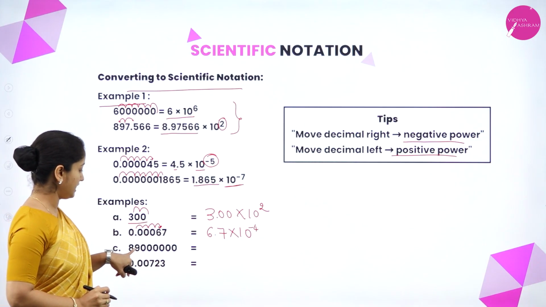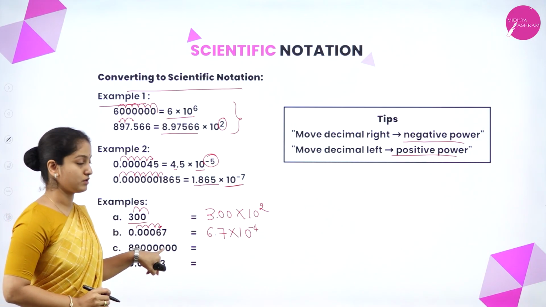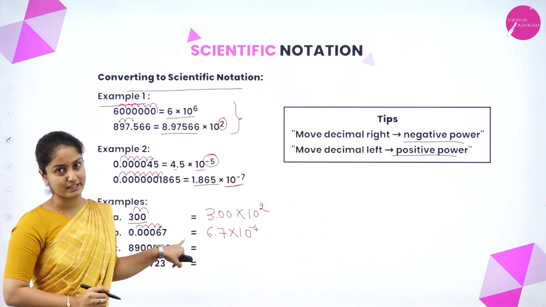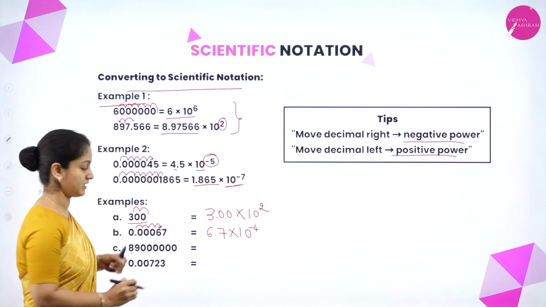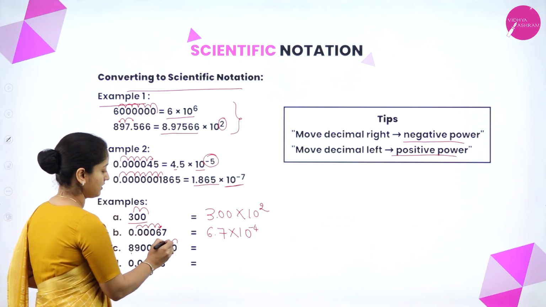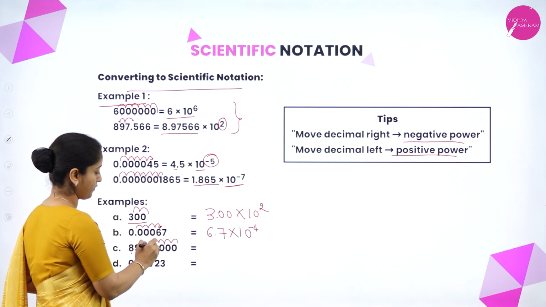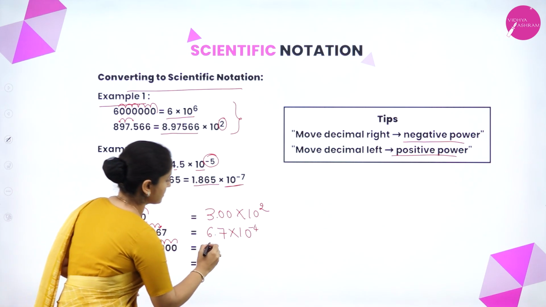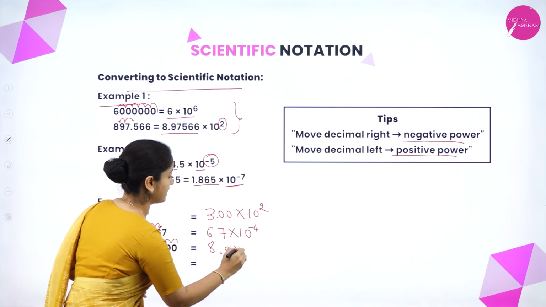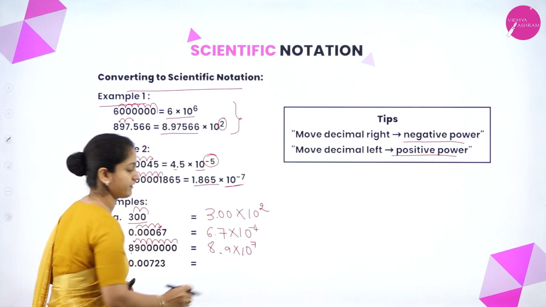It is having 89000000. So we'll try to count the numbers to shift the decimal towards the left side. So 1, 2, 3, 4, 5, 6 and 7. So the answer becomes 8.9 into 10 power 7.